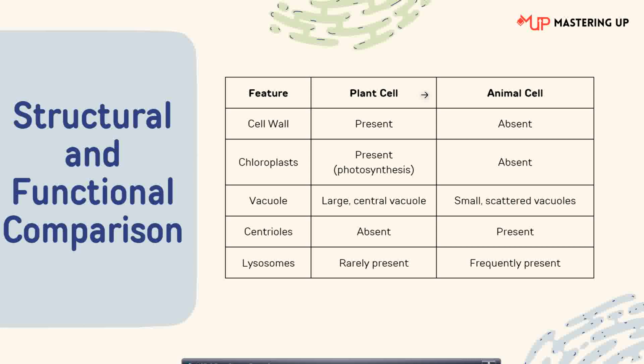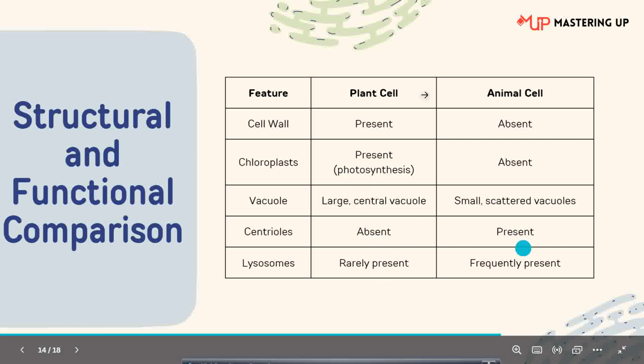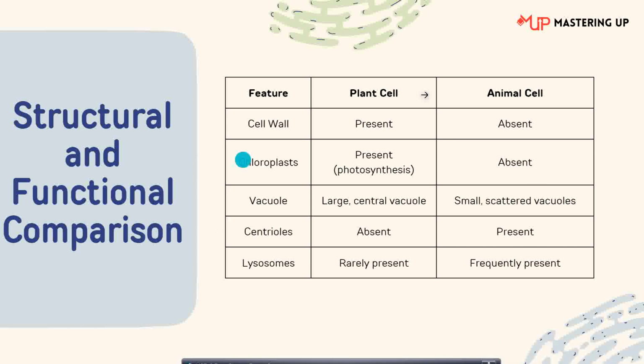We have centriole. Centriole is only present in animal cell and it is absent in plant cell. Lysosomes are rarely present in plant cell and frequently present in animal cell. And we have vacuole. I already told you a large central vacuole is present in plant cell, and small scattered vacuoles are present in animal cell. So animal cells basically have a greater number of vacuoles, but plant cell has a single large central vacuole.